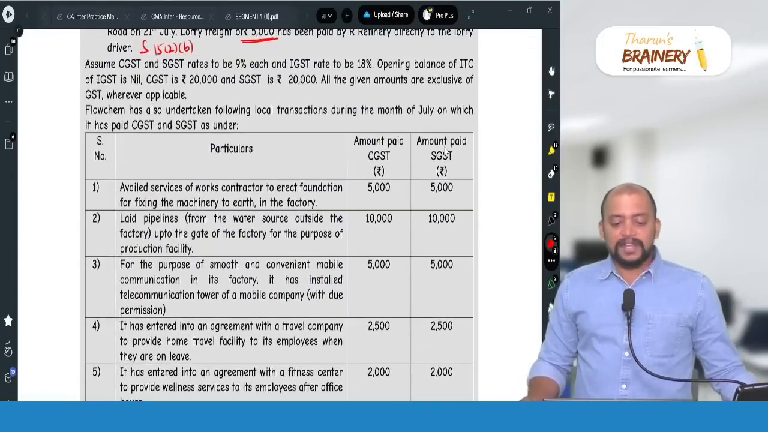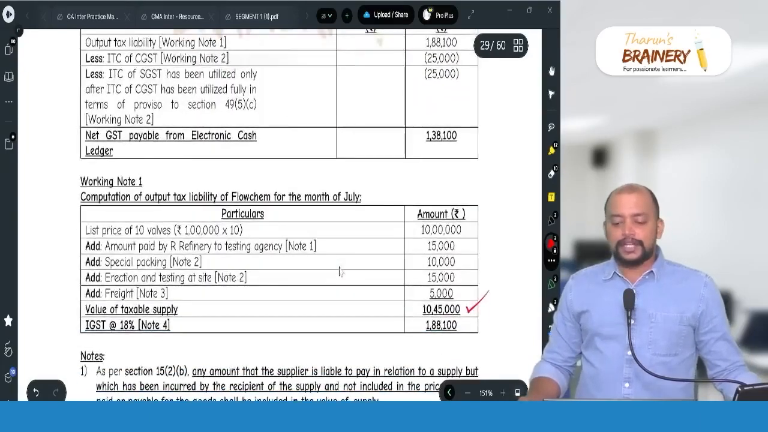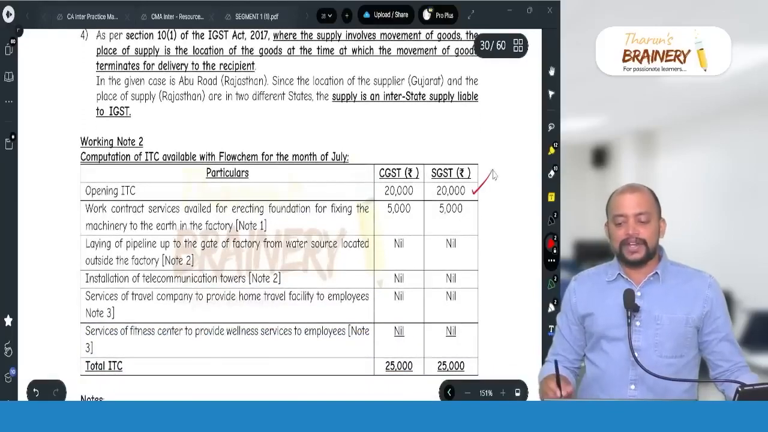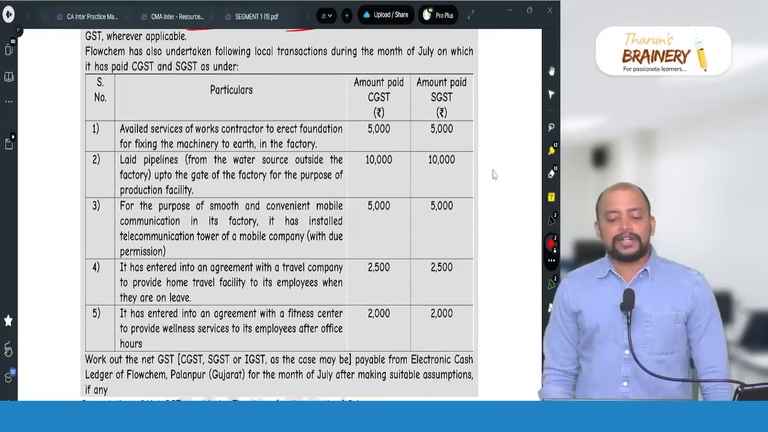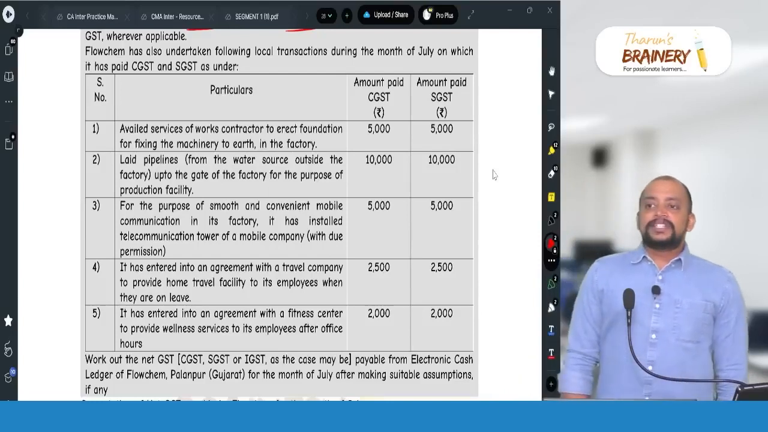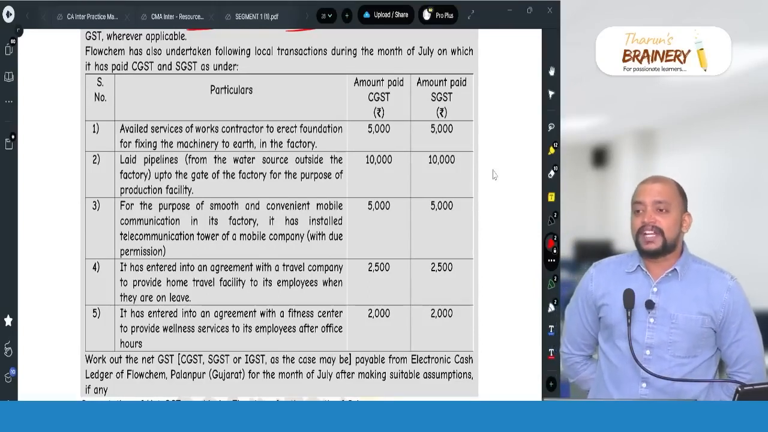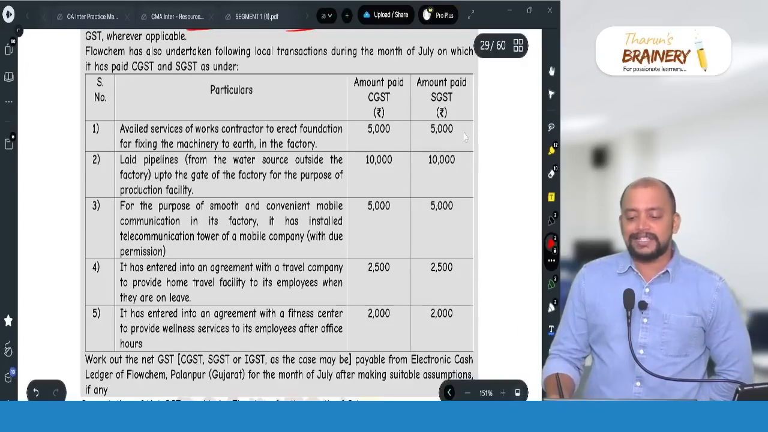Thereafter, we have some inward supply data. Opening balance of ITC: CGST 20,000, SGST 20,000. So that you take first. Next, availed service of works contractor to erect foundation for fixing machinery to the earth in the factory. Generally, any service in relation to construction of an immovable property is blocked credit. However, if it is installation of a plant and machinery, ITC is available.